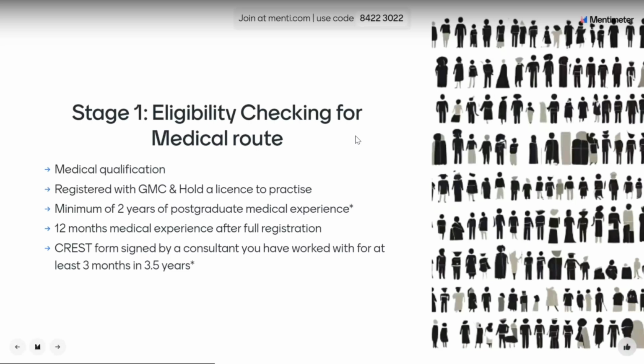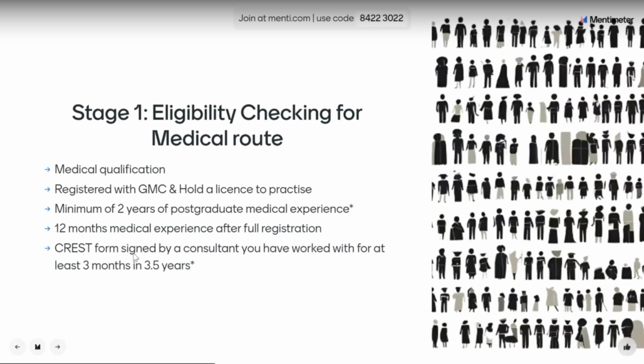And obviously, if you've worked 2 years postgraduate, it means you would have completed your house job and you would have done an extra 1 year after graduating. There's also what's called the CREST form, the Certificate of Readiness to Enter Specialty Training. It's just a form to attest that you have the competencies that you're supposed to acquire during house job.